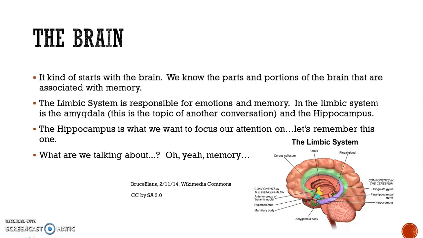Now, let's remember this one. The hippocampus right here is in purple, right where this arrow is. See how it comes up and around? That is the structure associated with memory. We're talking about, oh yeah, we're talking about memory.